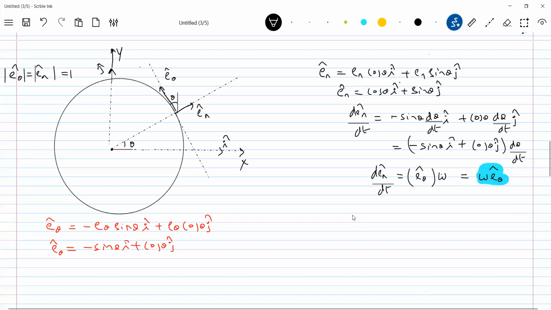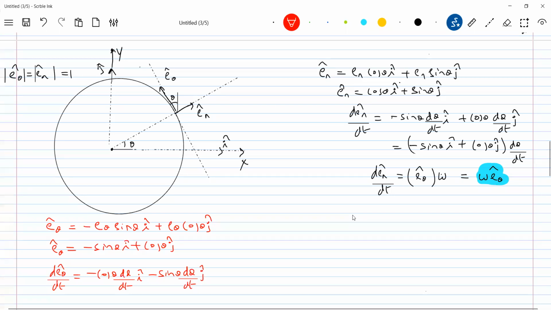So similarly, let me differentiate E theta cap. Then we'll see what we end up with here. I'll do everything in red color, so that it will be easy for you. Let me differentiate here, dE theta cap by dt. This should be equal to minus cos theta d theta by dt i cap minus sin theta d theta by dt j cap.